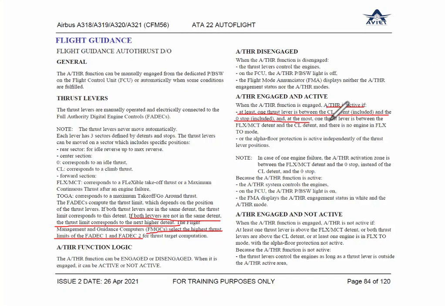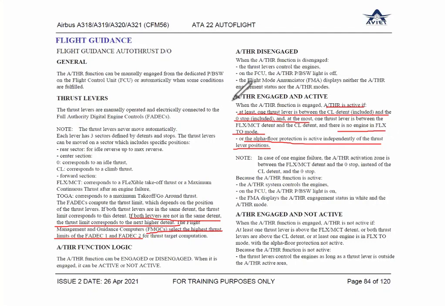So between the climb detent and the zero stop, at most one thrust lever is between the flex MCT detent and the climb detent for single engine operation. Takeoff mode: none of the levers should be in the flex or takeoff mode. Or alpha floor protection is active, independent of the thrust lever position, wherever it may be.